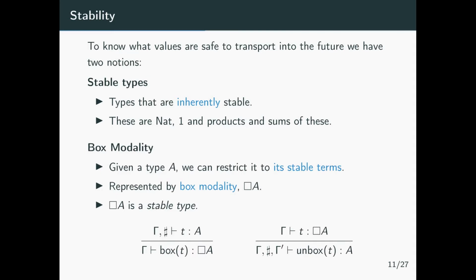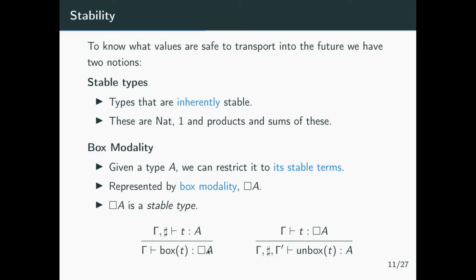The second notion is given by the box modality. So given a type A, we want to restrict it down to all the stable terms inside that type. And this is represented by the box modality. And the point is that box of A is a stable type, no matter what A is. And here we also use the Fitch-style approach, and this is where the log token showed up. So this is another token, and this is log, right? And the token here really separates the context into non-dynamic and dynamic things.